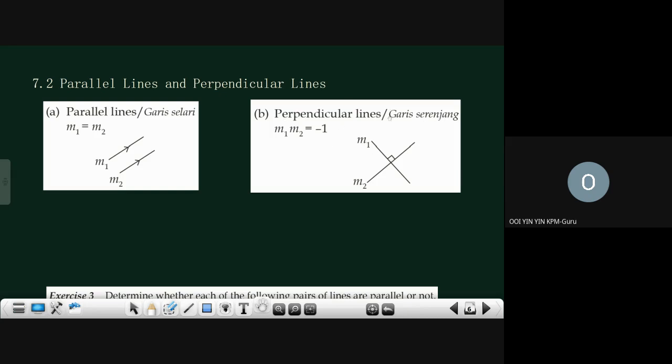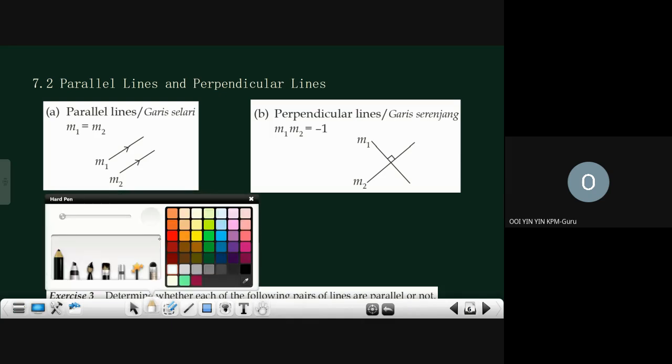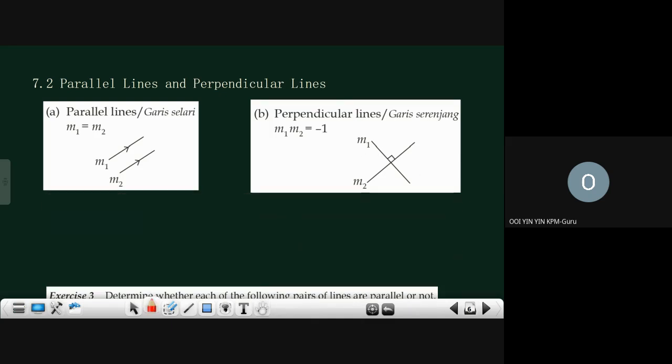Then for perpendicular, in Malay called garis serenjang. What is garis serenjang? When you have two lines and the two lines cross together, bersilang, 就是交叉, they will form a 90 degree angle here. 就是交叉了会得到90度的，那个是叫 perpendicular line. Garis yang bersilang, sudut bersilang tu ialah 90 darjah. Which will also give you 90 here, 90 here, 90 here. This kind of line is called perpendicular lines.